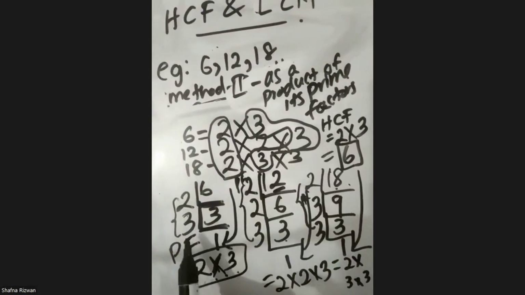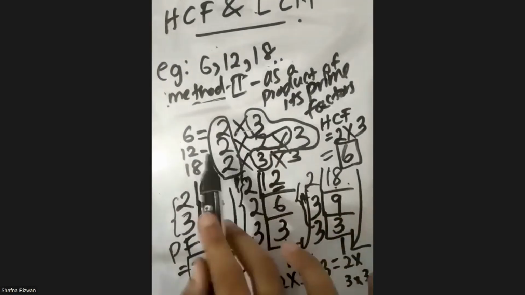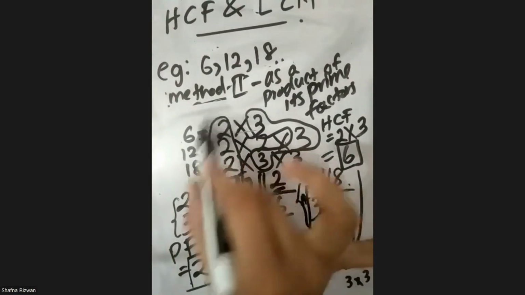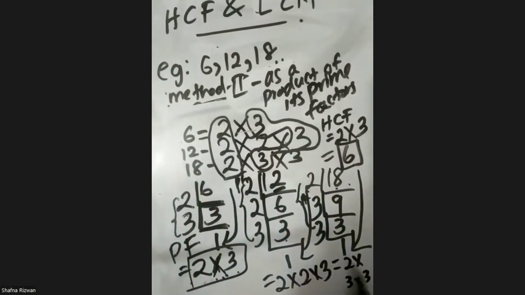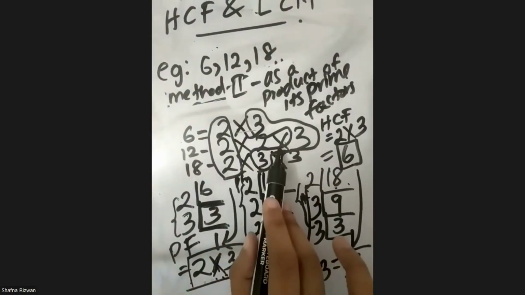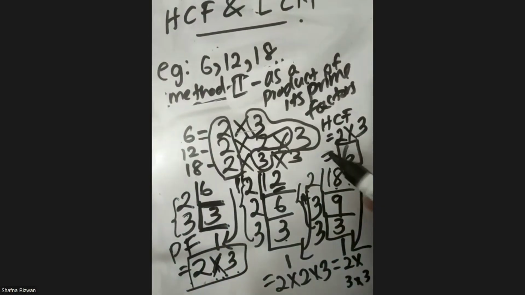Did you understand? In the second method, you have to divide everything in the same division, get your prime factors, and write it as a product of prime factors. Write it here in the same row. After that, circle all the common factors and multiply them. 2 is one common factor, 3 is another. Multiply 2 by 3 and you get 6. So 6 is the highest common factor. This is how you find the highest common factor by using method 2, which is writing it as a product of its prime factors.